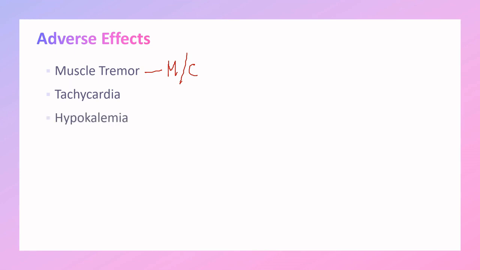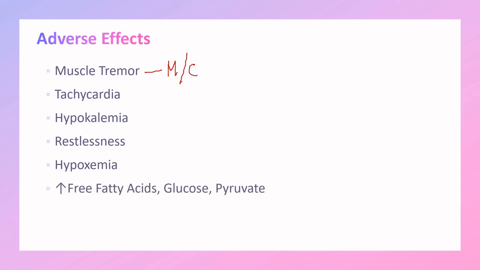Let us now have a look at what are the adverse effects associated with the use of beta-2 agonists. The first adverse effect is muscle tremor. Now students, please remember that muscle tremor is the most common adverse effect that is associated with the use of beta-2 agonists. Next we have tachycardia, hypokalemia, restlessness, hypoxemia, and metabolic disturbances such as increase in the free fatty acid, glucose and pyruvate.